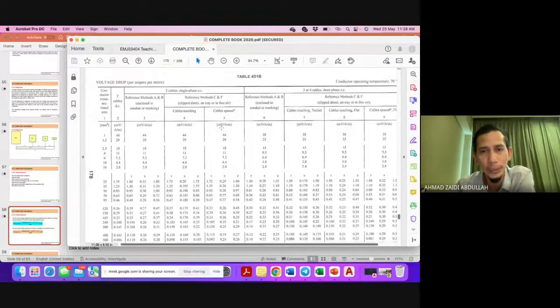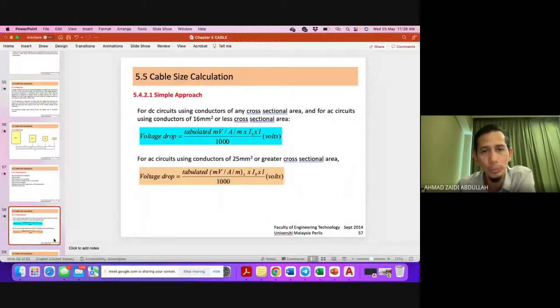This is the value. For 16 mm and below, there is no R, X and Z value, just only one, so you just directly use it. Sometimes friends are confused when there are 3 values, which one to use. You can use only Z, or you can use the formula. If you look at this, you just use the Z value only.